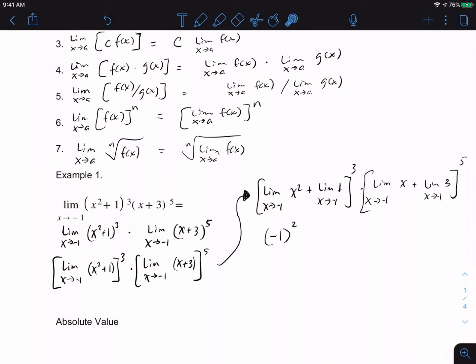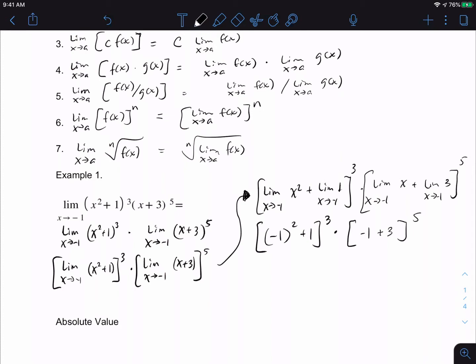What do you guys think? I don't think so. It does nothing to it. So the limit has nothing, there's no x there, so you're just going to end up with that constant. Okay, so that means I'm going to go +1, and then I have to remember that it's cubed. Then times, I'm going to have my other bracket, and so I'm going to get a -1 plus 3, and that's to the 5th power.